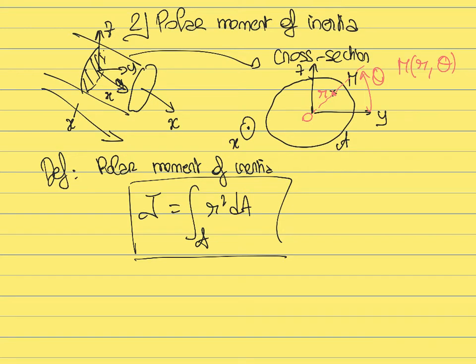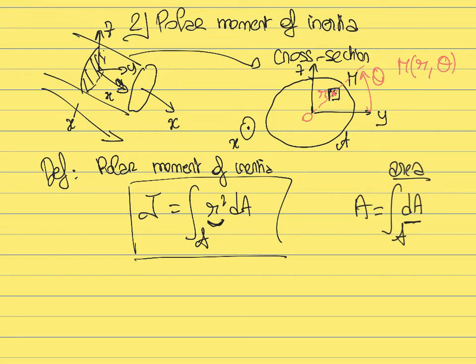Just as a point of comparison, if I wanted to calculate the area of the cross section, it would be the integral over the entire cross section A of the surface. If I take the sum of all the small elements of infinitesimal surface around each point M, and I take the sum of all those surfaces along the entire cross section A, then you would get the area. So in this case, the difference between the area and the polar moment of inertia is that rather than simply summing all the elements of surface, now you are summing the element of surface weighted by the distance squared from the center.